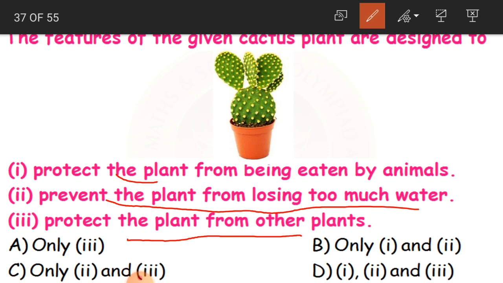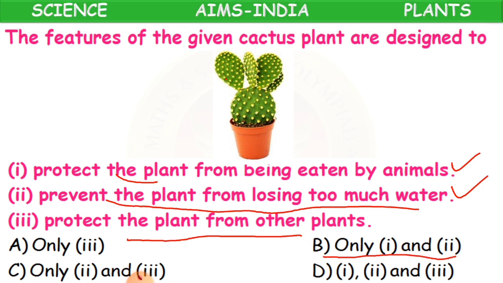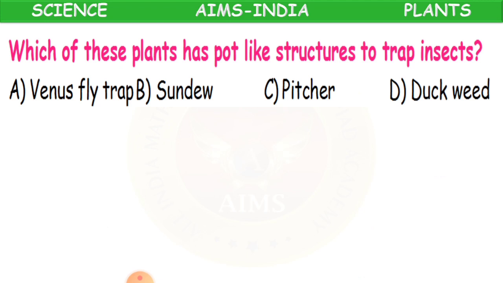Like they have got all spines, thorny cactus we call it. See here, so we cannot touch it. So why is this feature for this plant? And the options are like to protect the plant from being eaten by the animal and to prevent the plant from losing too much of water. That is 1 and 2. So B is the correct answer. Clear, children? Now we'll move on to the next question.